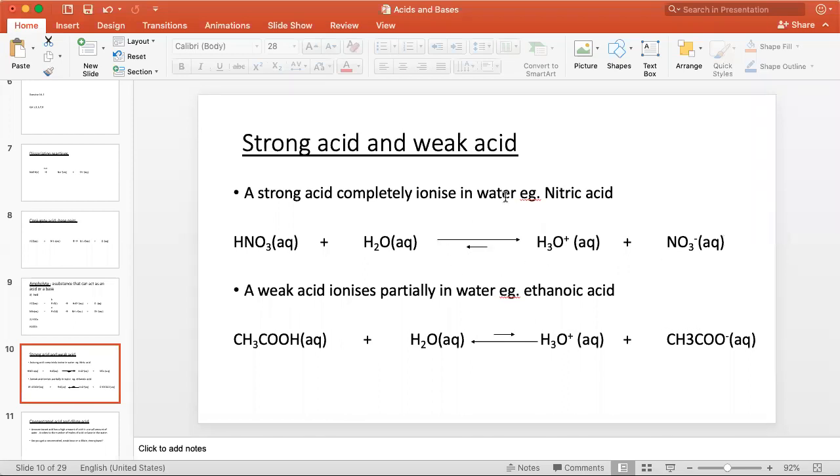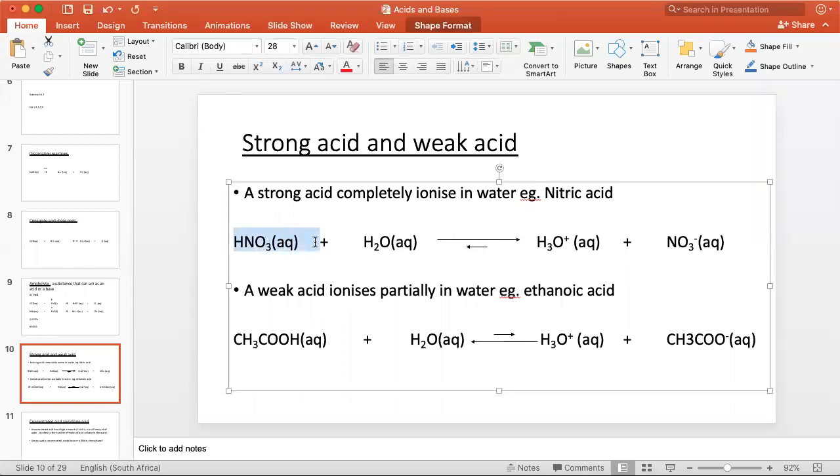Now, if you look at the arrows that we have here, we see that the forward reaction is a long arrow because most, if not all, of the forward reaction takes place and a little bit of the reverse reaction takes place. So the HNO3, most of it becomes H3O+, right? Because most of it ionizes to H3O+, it is called a strong acid. A strong acid ionizes almost completely, right?